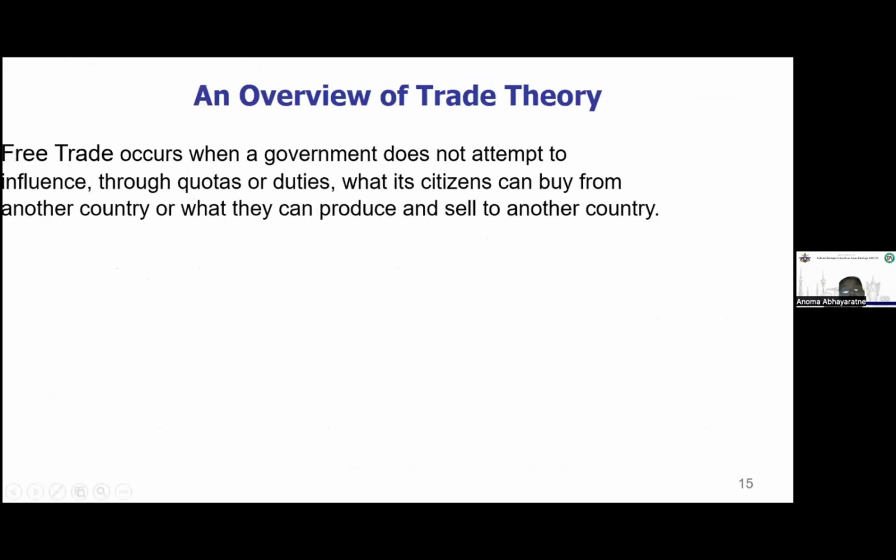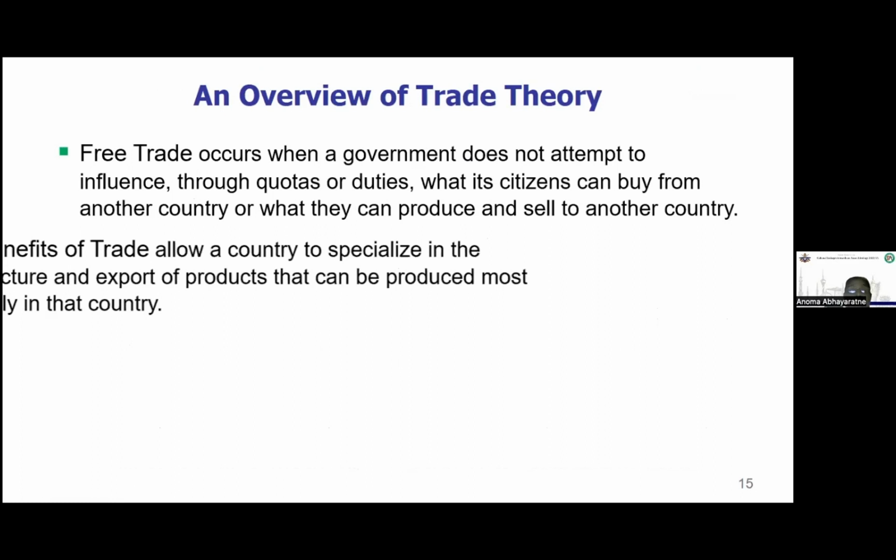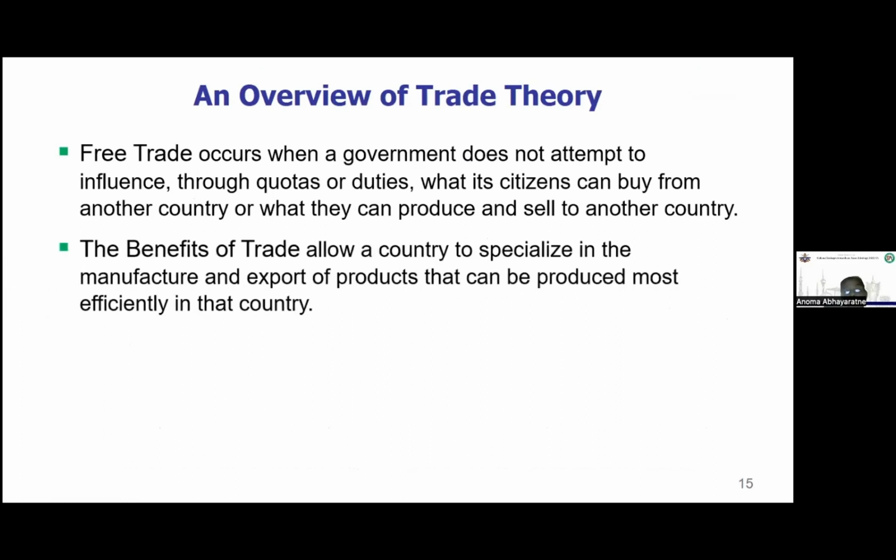There are theories that explain the beneficial effects of trade. Free trade means countries engage in trade with other countries without restrictions. What are those restrictions? Taxes, duties, which we call tariffs. When we impose taxes on imports, that is to restrict imports.